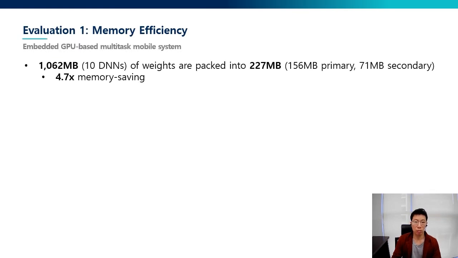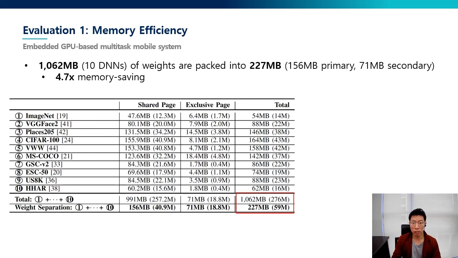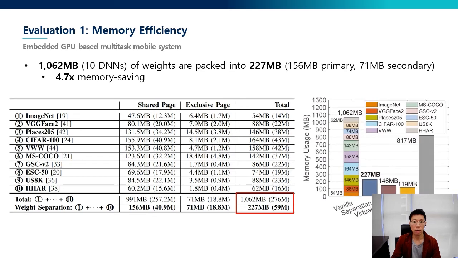For embedded GPU-based multitask mobile system, weight separation achieves 4.7 times the memory saving, as it reduces the memory requirement of 10 DNNs from 1062 megabytes to 227 megabytes. It implies that although only 10 DNNs are learned together here for each system in this experiment, a more significant number of DNNs can also be learned with considerable memory reduction by having a relatively small portion of exclusive weight pages that slowly increases over the number of DNNs.